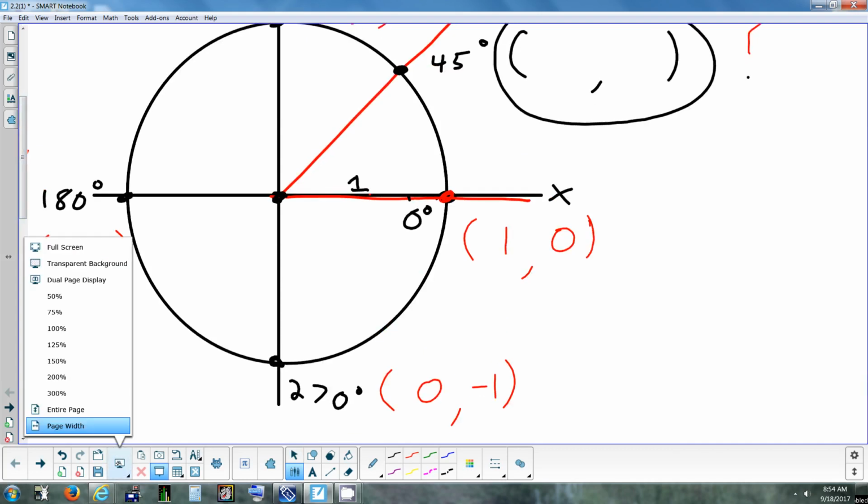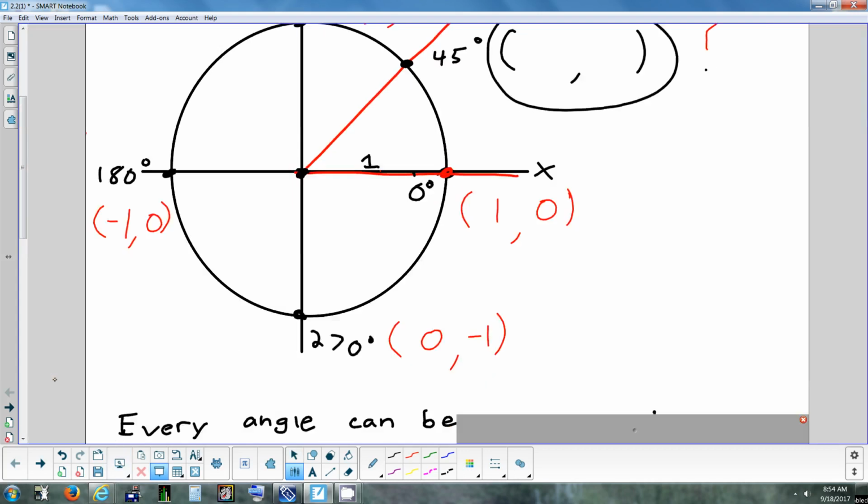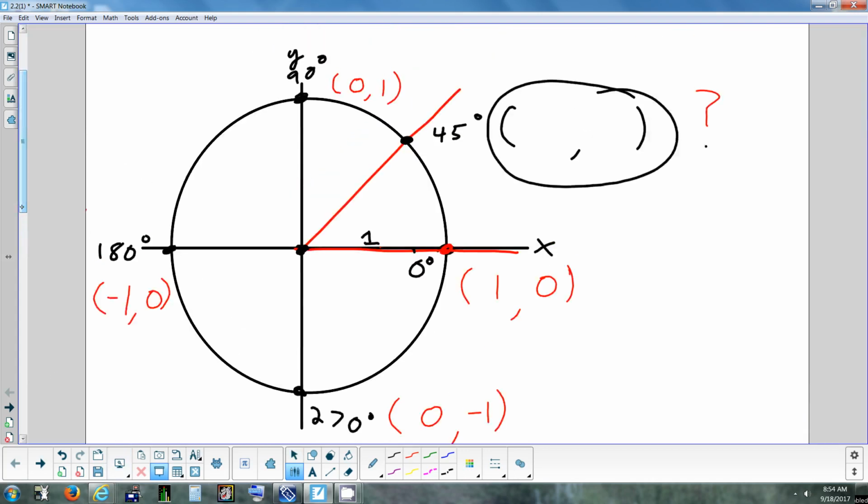Figure out the coordinate for whatever angle I'm asking you about. Any questions on how we got the coordinates for those 4 angles? Now, sometimes I ask what's the coordinate for 45, and sometimes people say 1, 1. Does anyone have any thoughts about 1, 1? Do you think that would be the coordinate or not? And if not, how come?